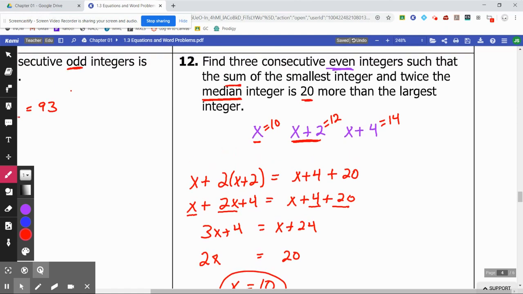And you can check that. Find three consecutive even integers, they are even, such that the sum of the smallest and twice the median, so the smallest plus twice the median would be 24. That sum would be 34. And we want that sum to equal 20 more than the largest. 20 more than 14 is also 34, so it does check out.